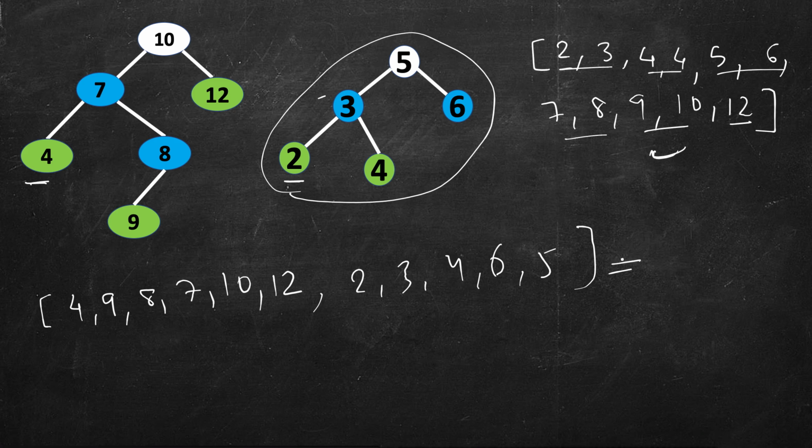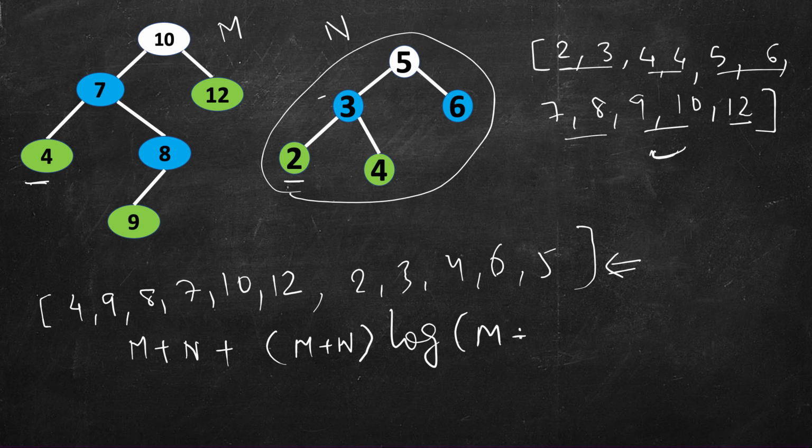So what should be the time complexity here? You have to return this list anyway, so you are not using any extra space other than the required result. If we have m elements in this tree and n elements in this one, then the traversal time will be m plus n, followed by sorting, which is m plus n log of m plus n. So this will dominate, and you can ignore the other. This is the time complexity.